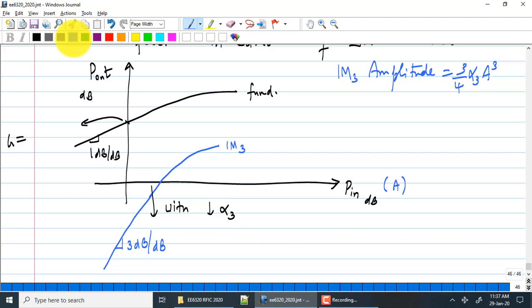Now, the way we are going to define the nonlinearity is to take the small signal regions. I'm not going to worry about the compression at all. I'm going to take the two small signal regions. I'm going to extrapolate the fundamental as a 1 dB per dB line. I'm going to extrapolate the third order IM3 curve as a 3 dB per dB line.